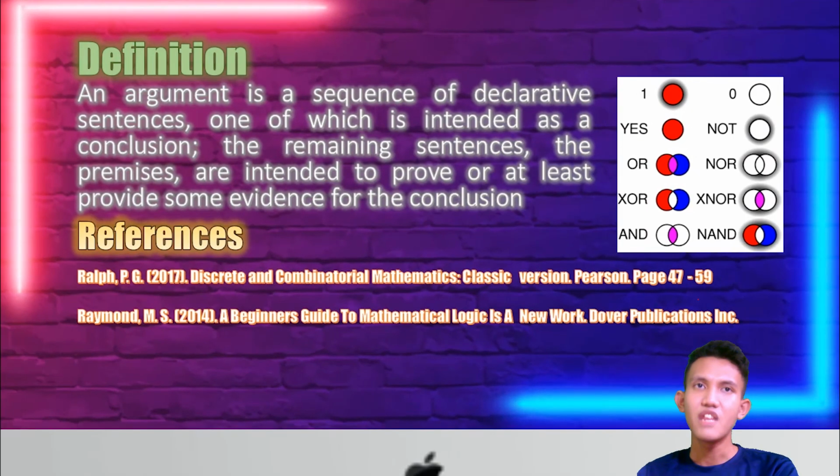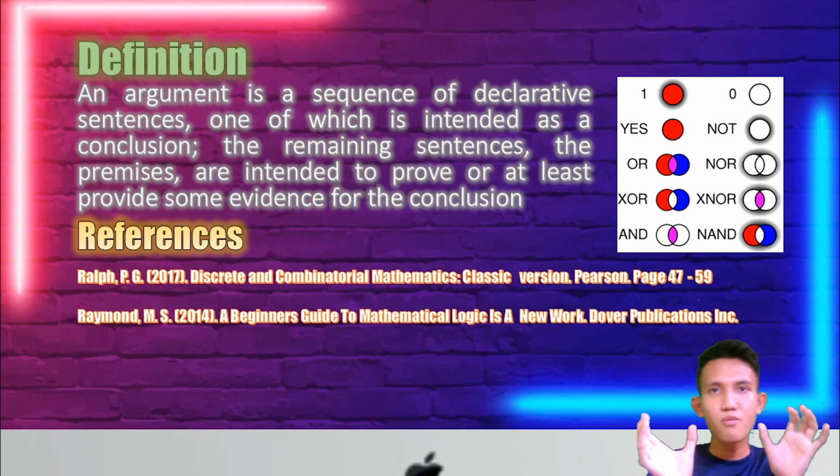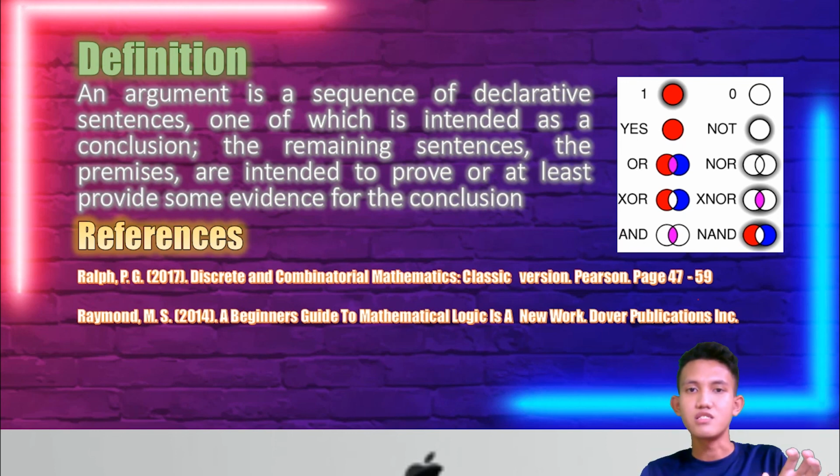So the definition of fundamental of logic: an argument is a sequence of declarative sentences, one of which is intended as a conclusion, like I said before, reason statements to achieve a conclusion. The remaining sentences, the premises, are intended to prove or at least provide some evidence for the conclusion. He wants to prove or provide evidence, which is the reason. For the reason, we get the conclusion.